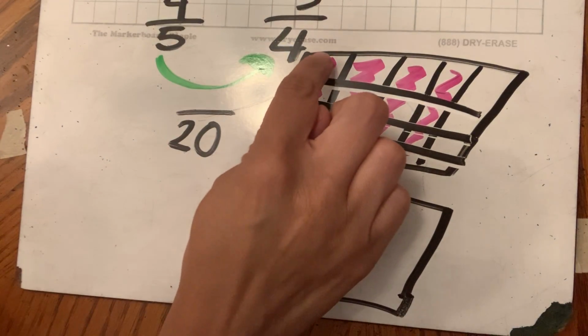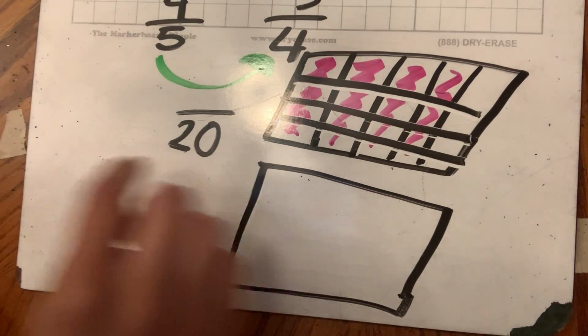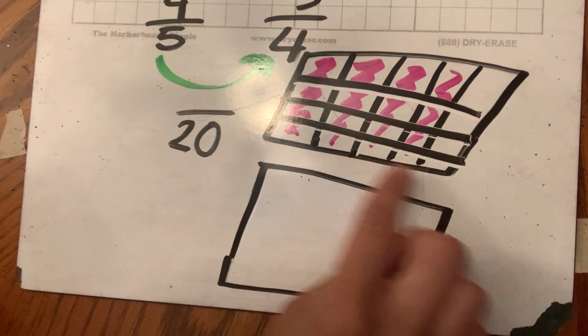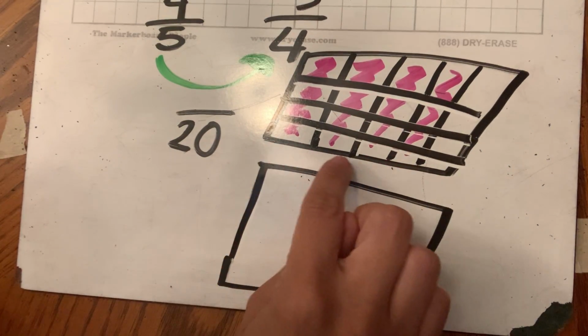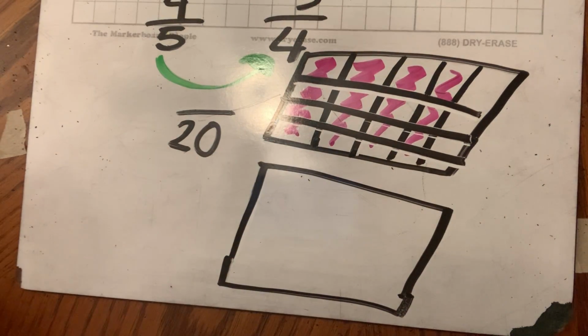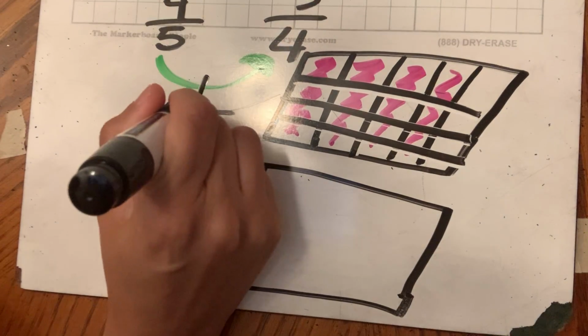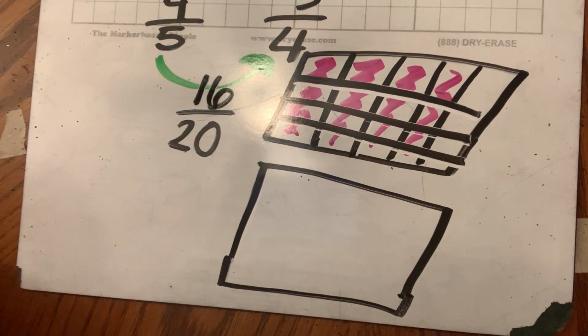Let's see. 1, 2, 3, 4 up and down. And how many shaded are across? 1, 2, 3, 4. So it looks like 4 times 4, 16, right? 16 are shaded. Agree or disagree?